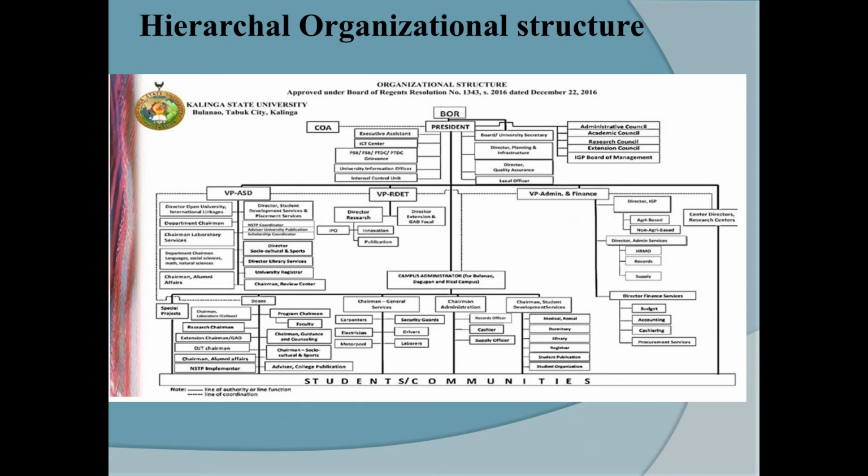So this is an example of the Kalinga State University organizational structure. In here, we can see that the president will be handling many lines of authority, wherein the president will be the top level, and he is also being watched by the Board of Regents or the BOR.